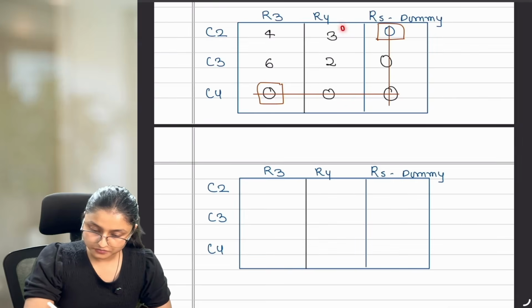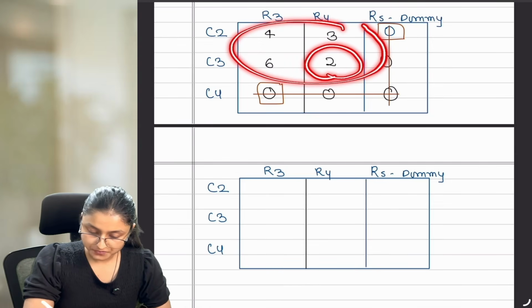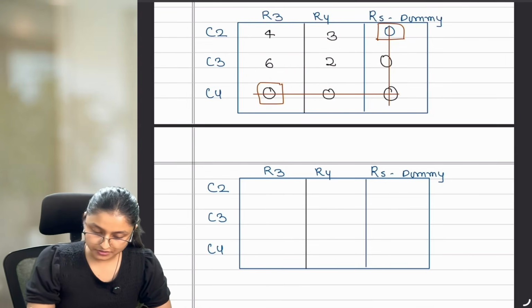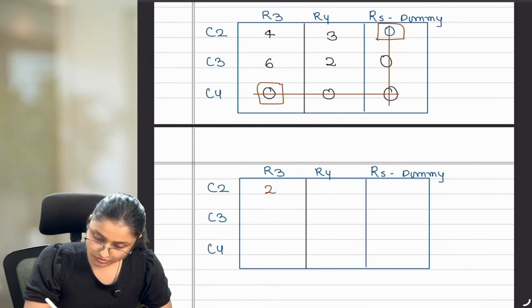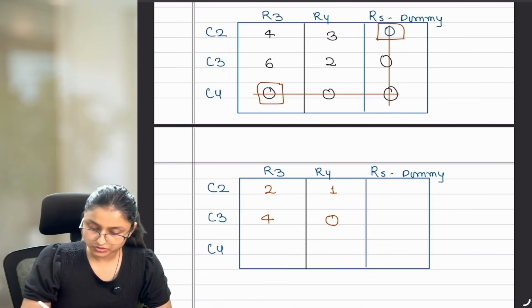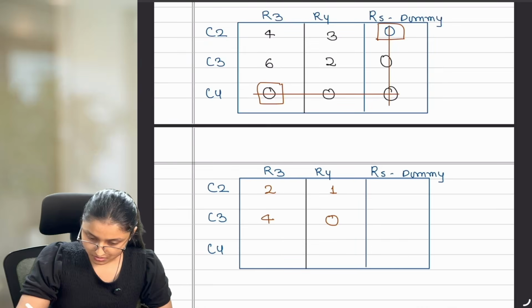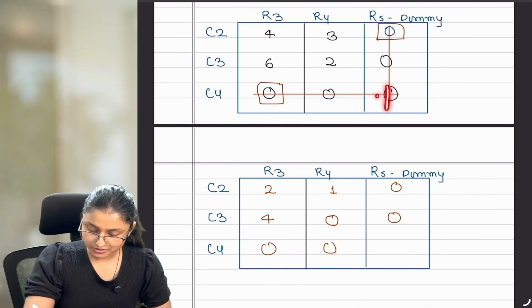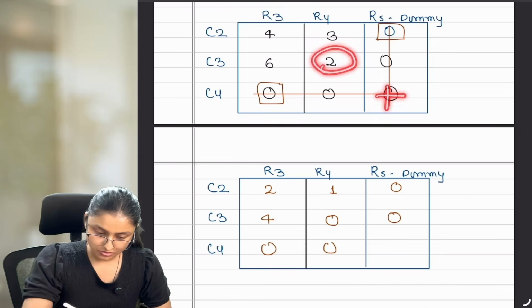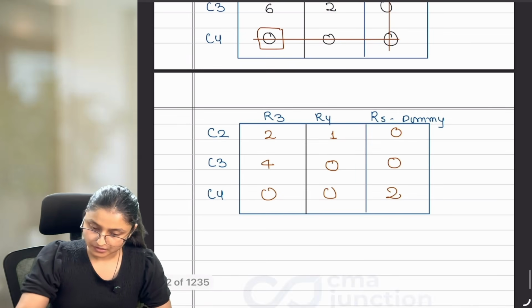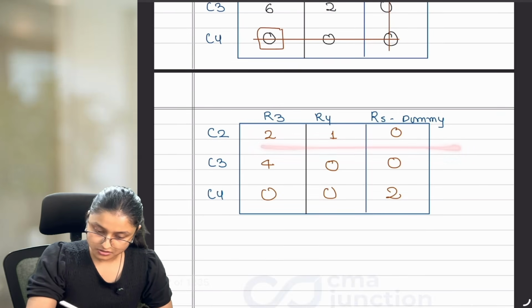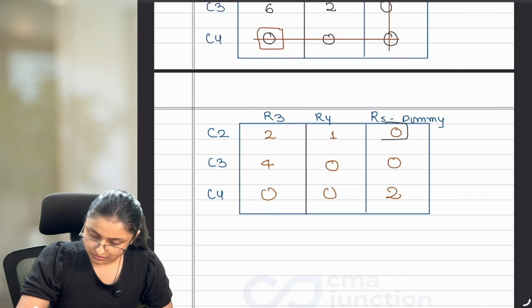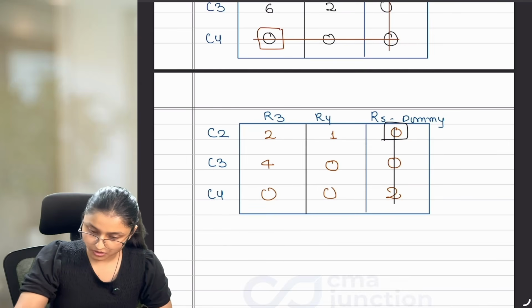And out of these 4, what is the minimum value? 2. So 2 should be reduced with every other value. 4 minus 2 is 2, 3 minus 2 is 1, 6 minus 2 is 4, 2 minus 2 is 0. Okay? 0, 0, 0, 0. Where intersection is happening, you will add that value. So I added 2. Now, after this, here I have 1, 0, mark it, cut the column.